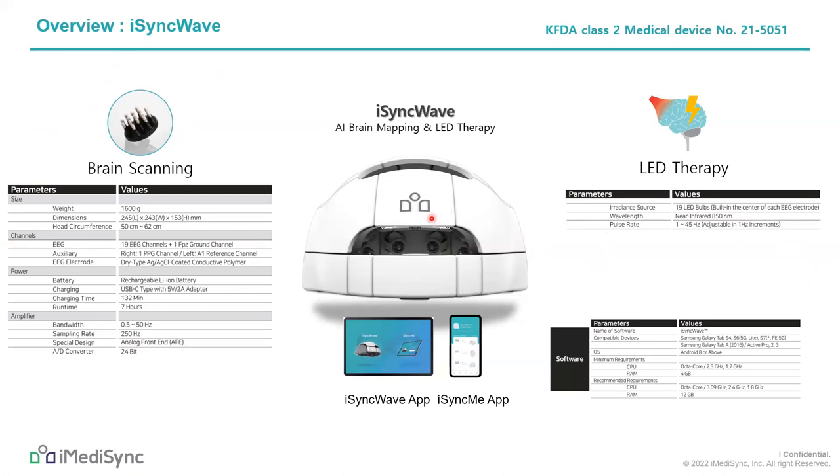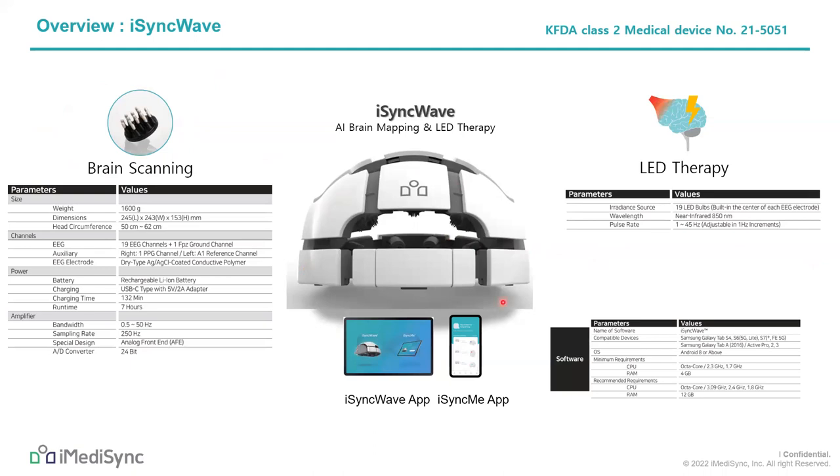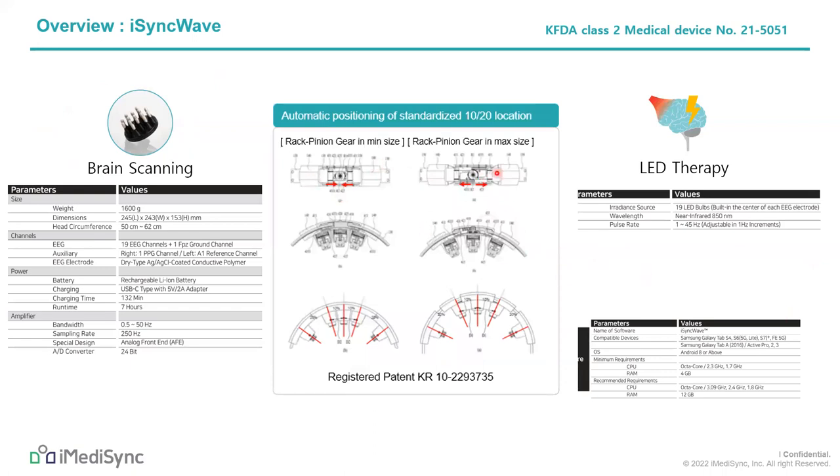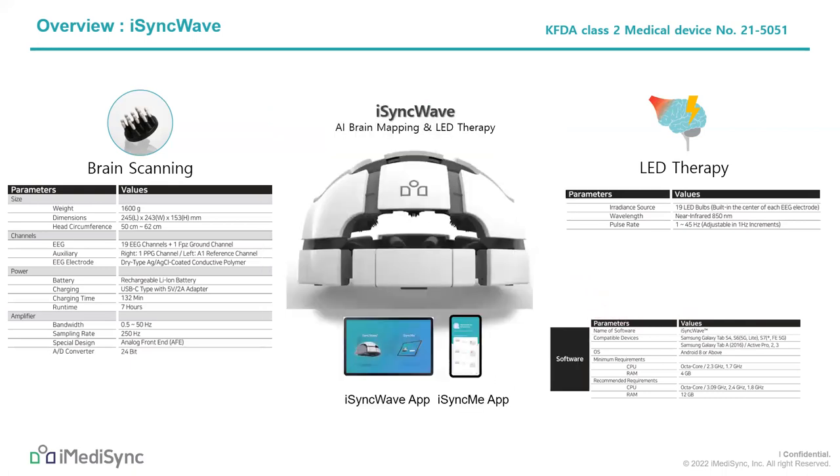One of the main features of this headset is automatic positioning of the standardized 10-20 locations using a rack and pinion gear. This is the rack and pinion gear. The headset expands while maintaining symmetry and also maintaining tension through the springs between the gear while expanding the headset for quality measurement. The left earlobe is used as a reference electrode, and the center of the forehead is used as the ground.